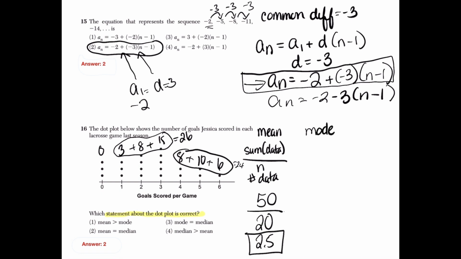Our mode is the easiest one. That just means the one that pops up the most. So I'm just going to look for which number is the biggest one. And that's this one. The 3 comes up the most. So our mode is equal to 3.